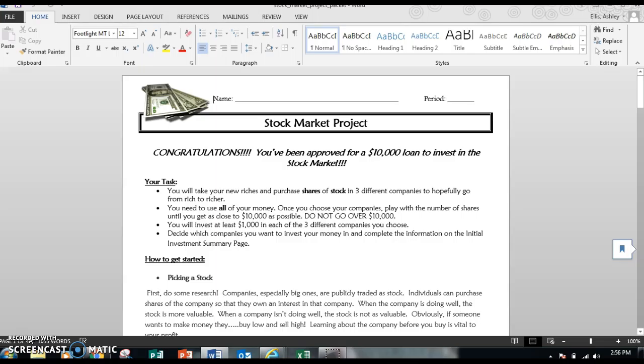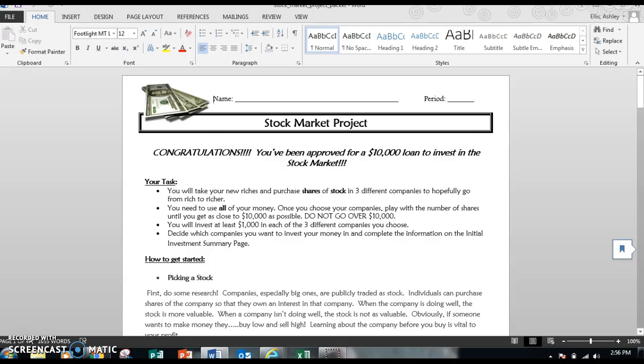But we need to go ahead and get started on the stock market project. As you'll notice, this is linked onto Edmodo. You should also have received a paper copy from the substitute. If you did not, you can always print this document off Edmodo as well.